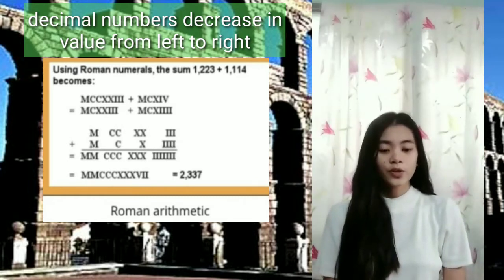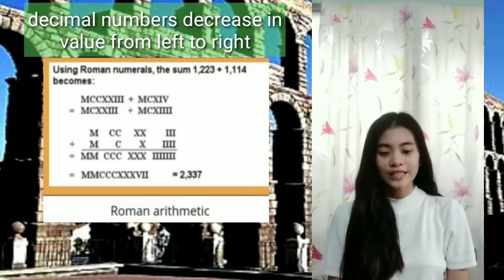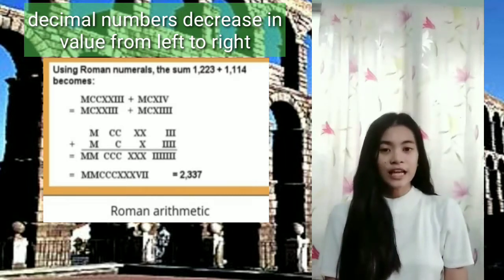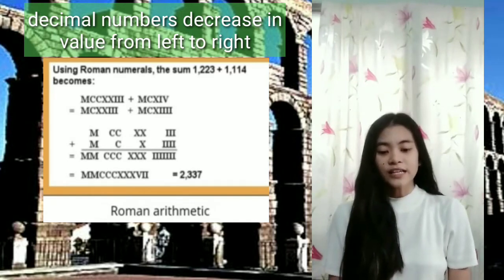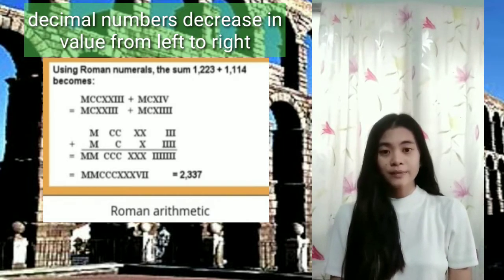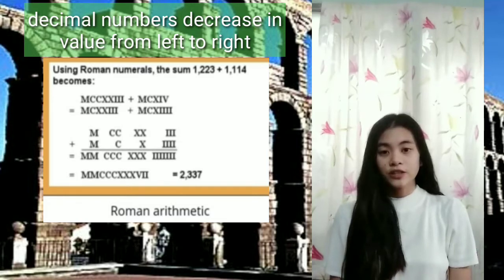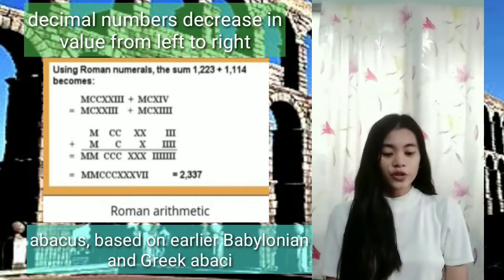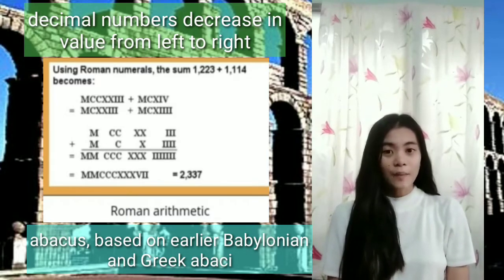When working with Roman numerals, you can't use more than 3 of the same letters in a row. For instance, the number 4 is written as IV instead of IIII. The letter I in front of the V tells you to subtract: 5 minus 1 is equal to 4, as you can only have a maximum of 3 I's. Due to the difficulty of written arithmetic using Roman numeral notation, calculations were usually performed with an abacus based on the early Babylonian and Greek abacus.